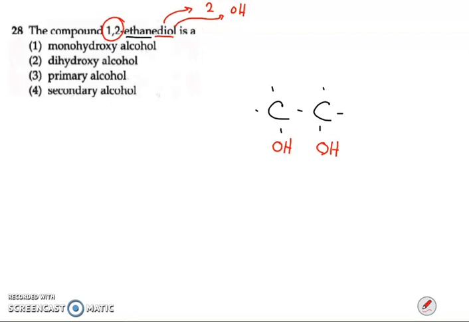And when we look at our different choices, monohydroxy means 1 OH. Dihydroxy means 2 OHs, and there's our answer. Primary and secondary alcohols have to do with the carbon to which the OH is attached, and when we're looking at these, it gets a little tricky. So we're going to go with the simplest answer, which is dihydroxy alcohol.